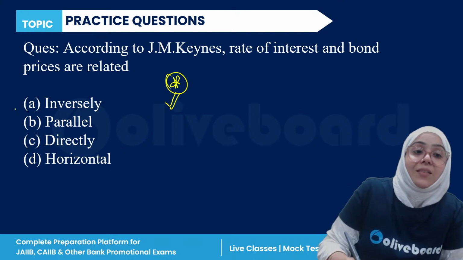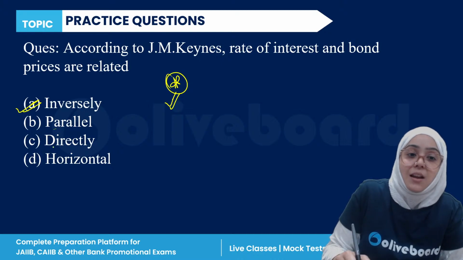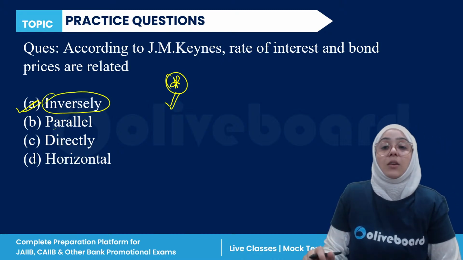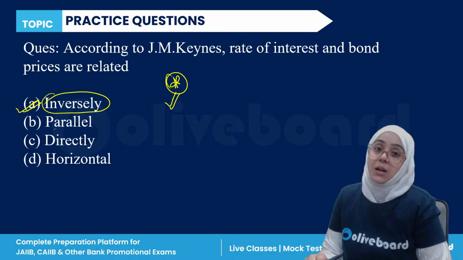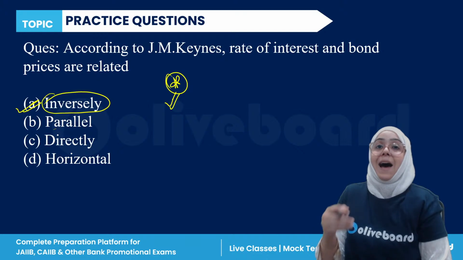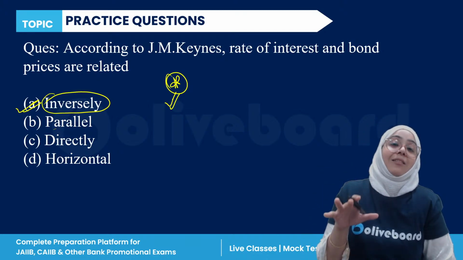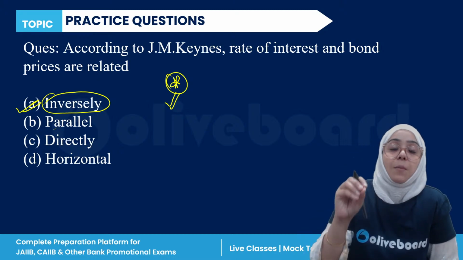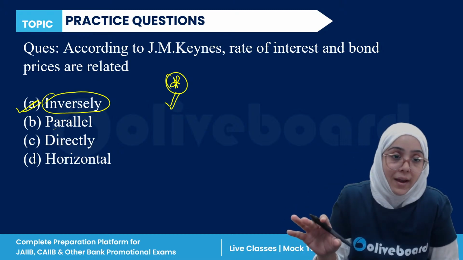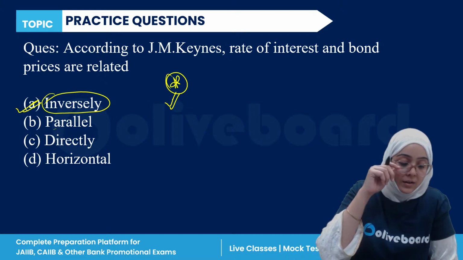Yes, inversely proportional. Ruchi, why are you saying parallel and directly? Inversely related. Rate of interest and bond price are always inversely proportional to each other. As the market interest rate increases, bond price will decrease and vice versa. Okay, inversely related. Clear? Done, everyone?